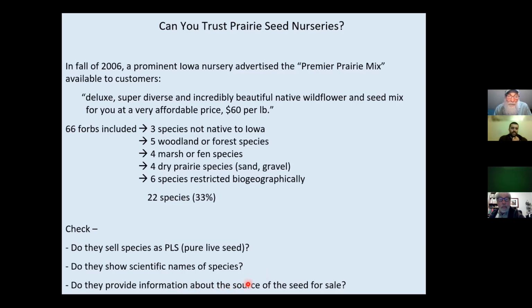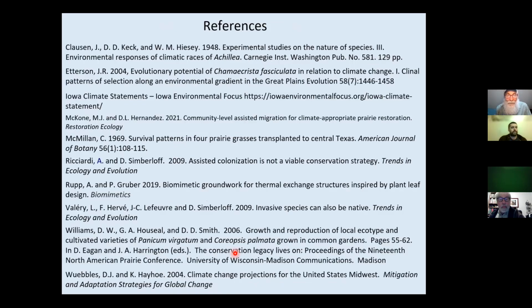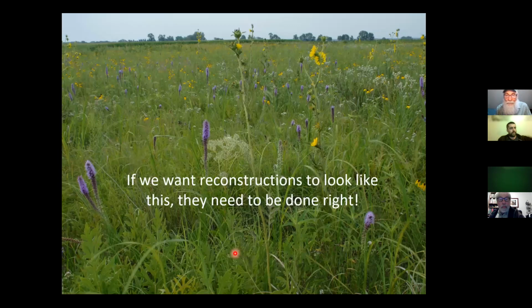Do they have information about where this seed is coming from? It might help to do a little bit of investigation and ask some questions. So there's a list of resources, and that's it. I hope I've convinced you that if you want your reconstruction to look right, if I was doing a wet mesic site in central Iowa, I want it to look like Doolittle Prairie. It's not going to happen unless you make an effort to do it right.